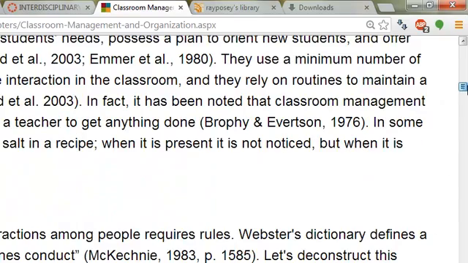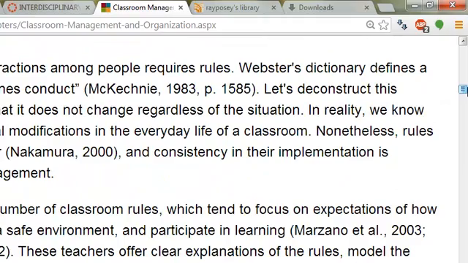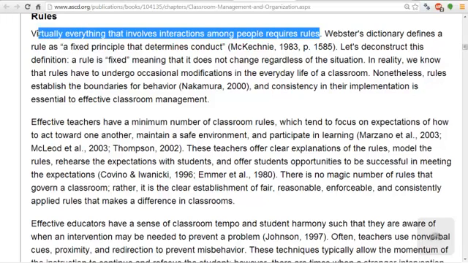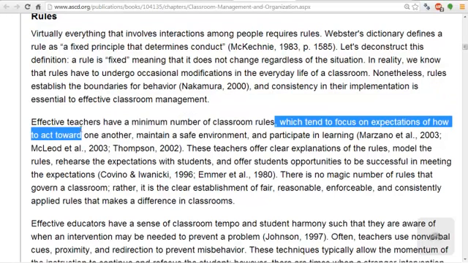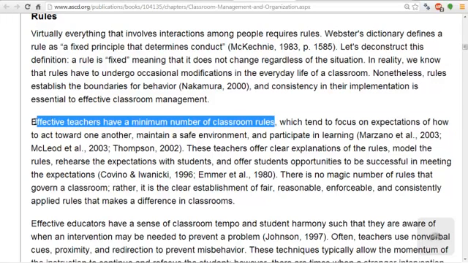So as we get down the article, we're coming to the part that talks about rules. It's interesting that if you think about it, virtually everything that involves interactions among people requires rules. How we drive on the street or freeway, how we spend our money, how we pay our taxes, all of that, everyday life has rules. And it's the same with a classroom. But it's found that in a classroom setting, effective teachers have a minimum number of classroom rules. There's not a certain number, but there's not very many. I would say 5 to 7.